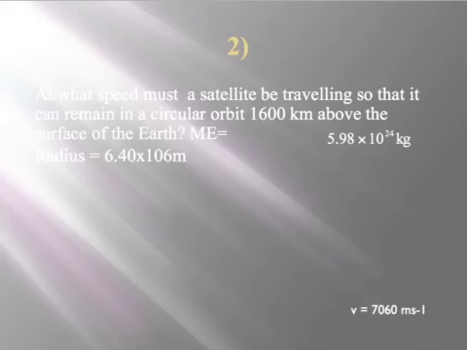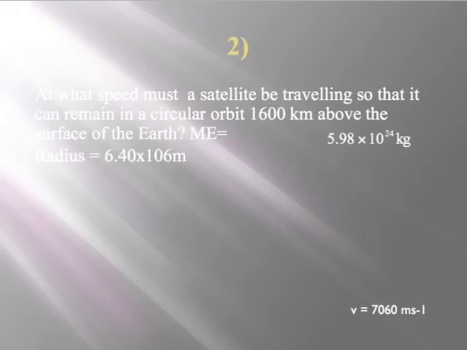Question 2. At what speed must the satellite be travelling so that it can remain in a circular orbit at 1,600 kilometres above the surface of the Earth? Now we're given the mass of the Earth, that's ME, at 5.98 times 10 to the 24 kilograms, and the radius of the Earth at 6.40 times 10 to the power of 6 meters.